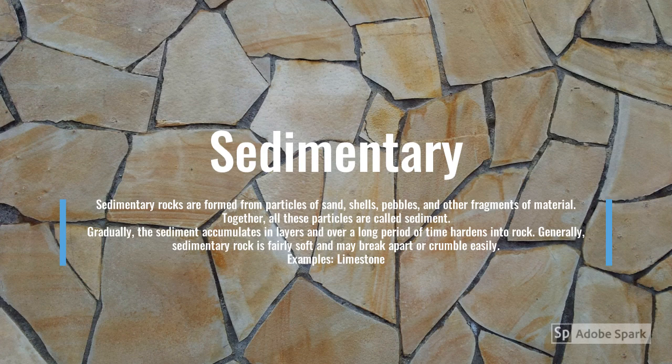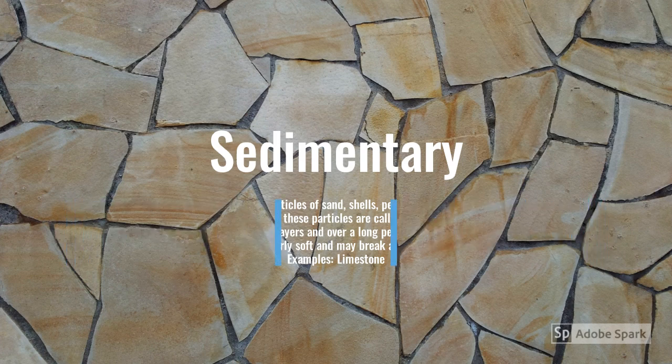They are formed from particles of sand, shells, and pebbles or other fragments of material. These fragments are called sediment. Gradually, the sediment accumulates in layers and over a long period of time it hardens into a rock. Generally, sedimentary rock is soft and breaks apart and crumbles easily. You can often see sand or maybe even fossils in the rock. An example of a sedimentary rock is limestone.